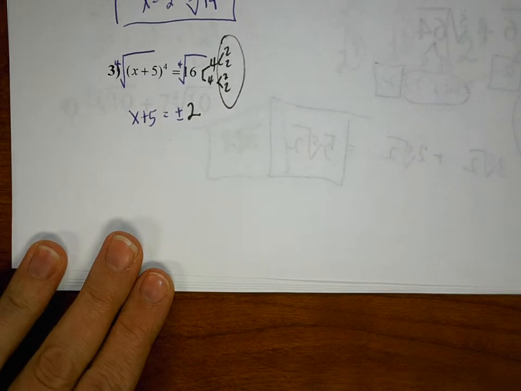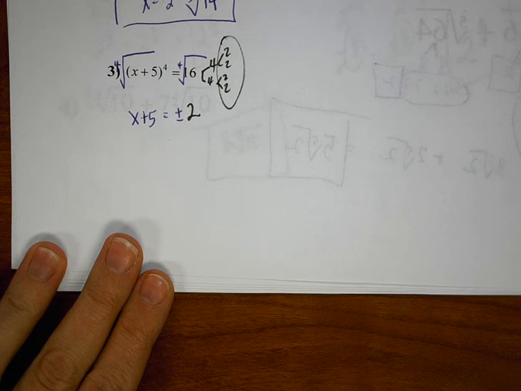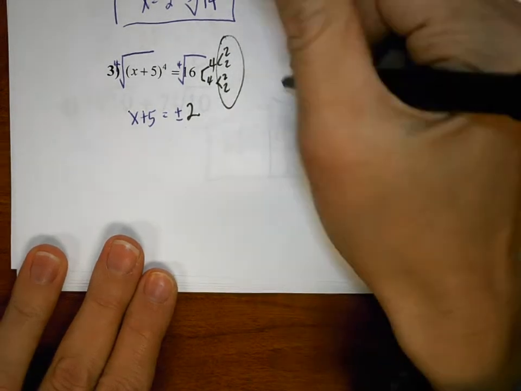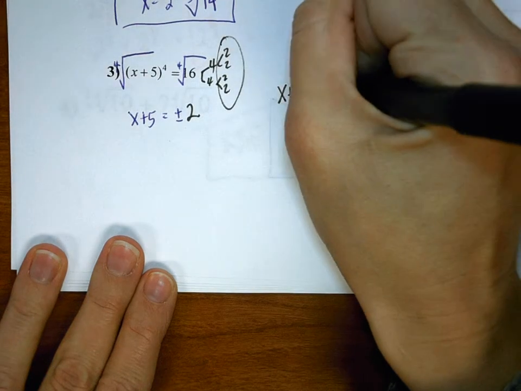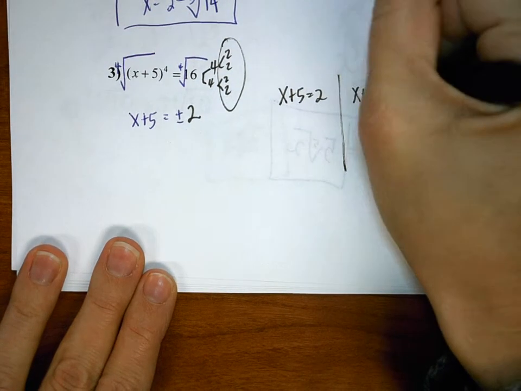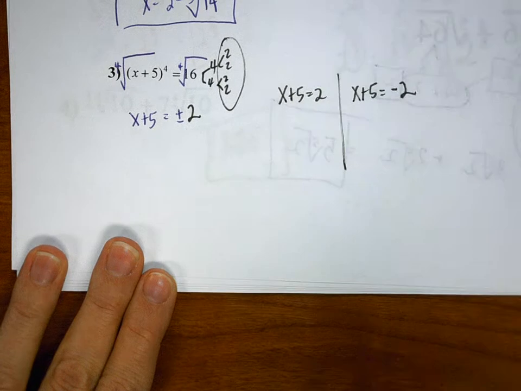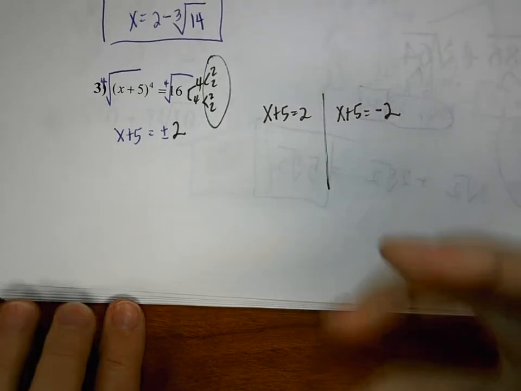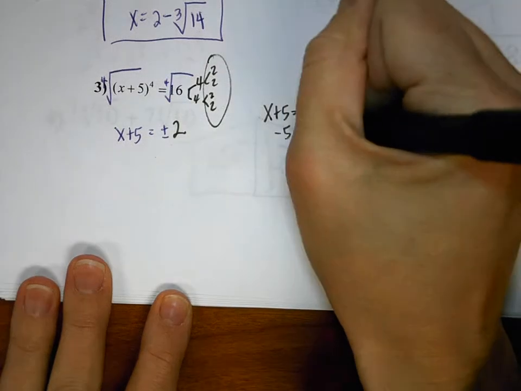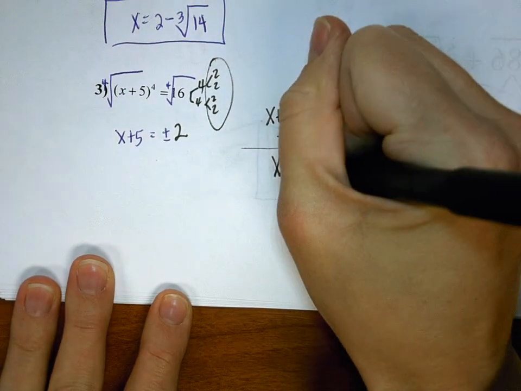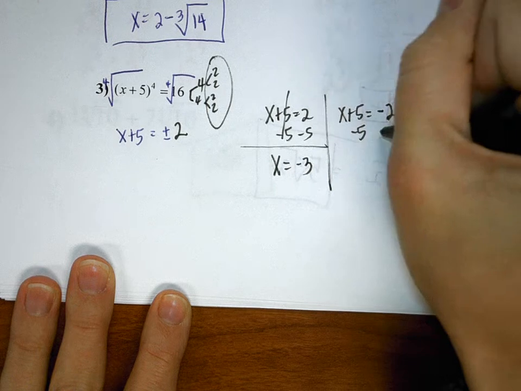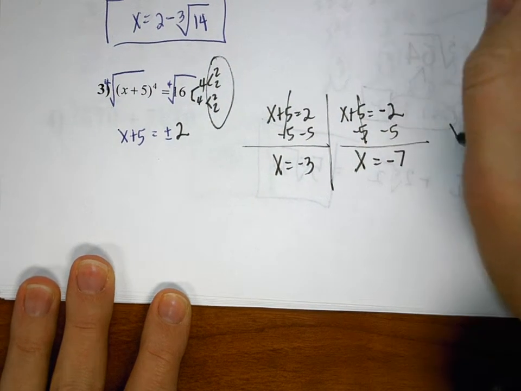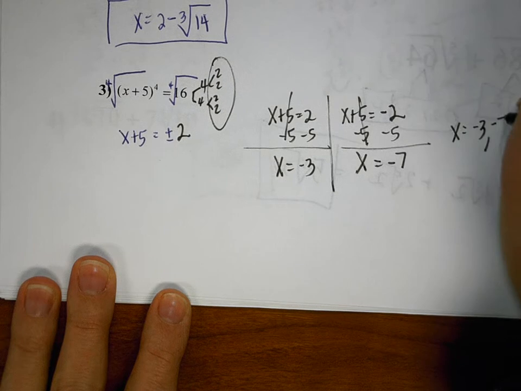Do you think I should separate this one into 2 separate equations? Yes, because I can add 5 and 2 together, right? So we're going to have x plus 5 equals 2, and x plus 5 equals negative 2. And then you're going to solve. So we subtract 5. X equals negative 3. Subtract 5. X equals negative 7. So my answers are x equals negative 3 and negative 7.